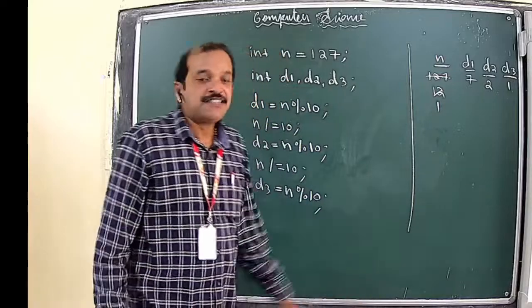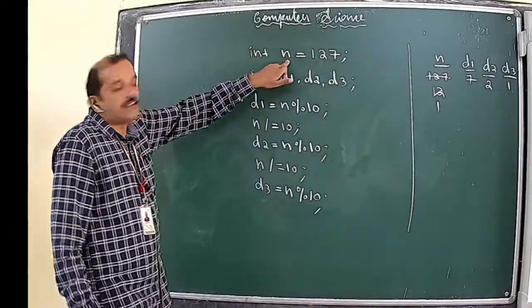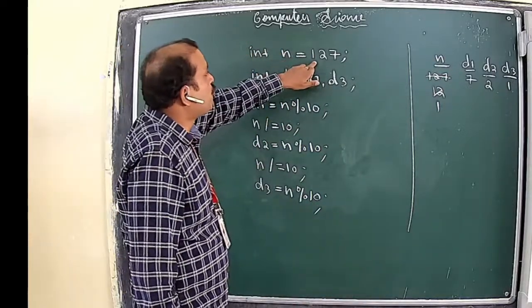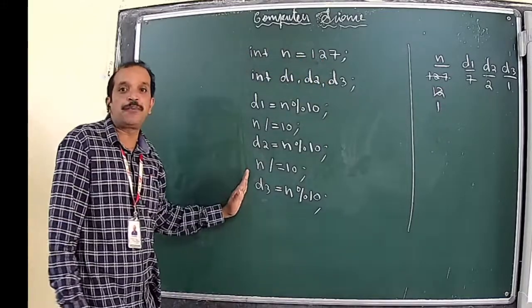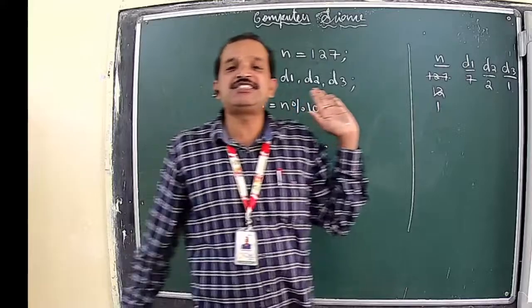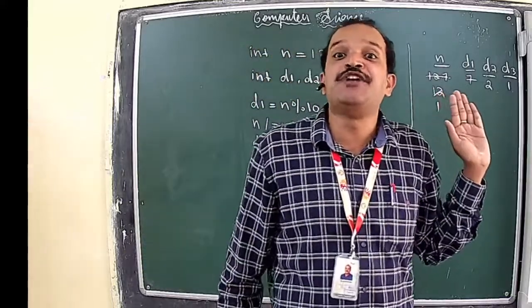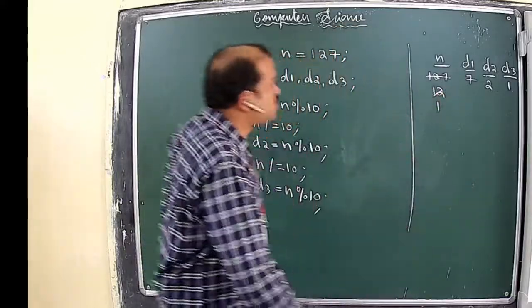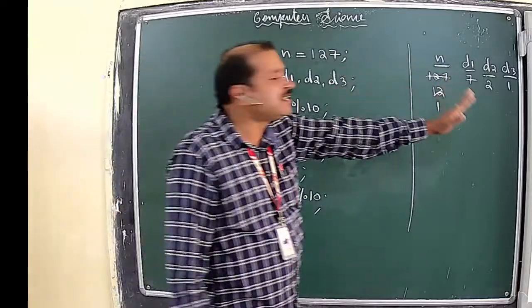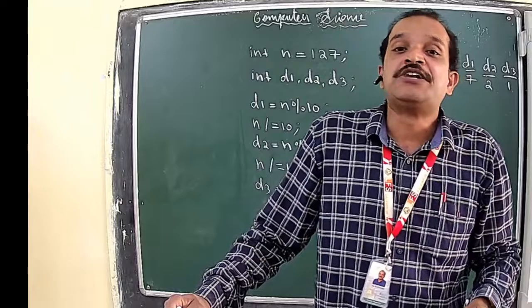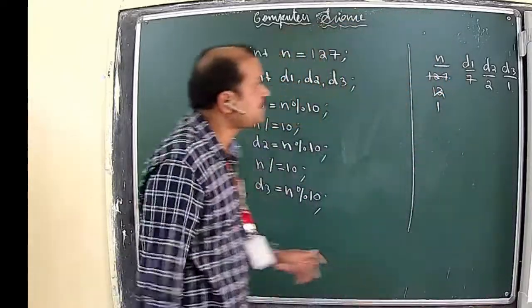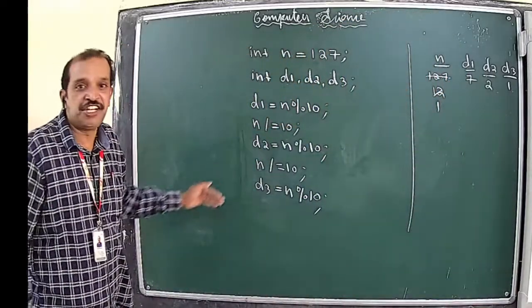See how this n was a variable with a value 127, and by using these certain operations, we extracted all these 3 digits into 3 different variables. The 3 digits were extracted to 3 different variables, and this is one of the basic skills that you need to acquire for reversing any number. Alright, so I hope this technique is clear to you.